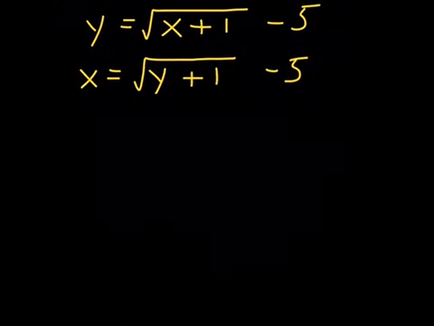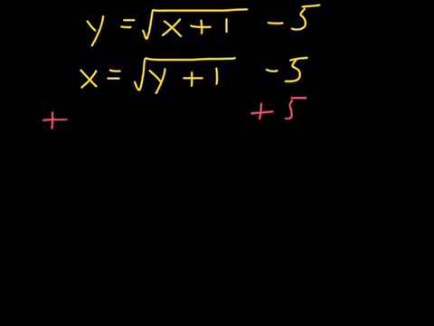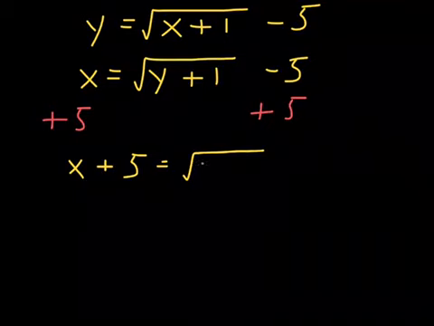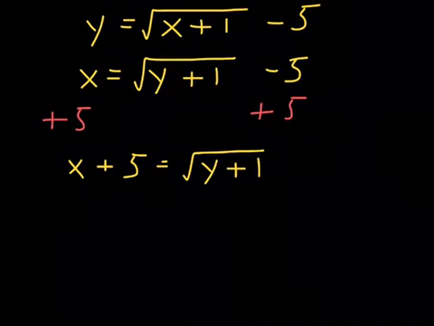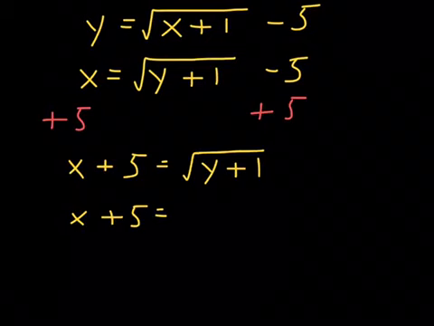When we solve for y, the next thing you may want to consider doing is adding 5 to both sides. After adding 5 to both sides, then you have x plus 5 is equal to the square root of y plus 1. To continue solving for y, or isolating y, the next thing you might want to do is get rid of that square root. Do you know what you would do to both sides to get rid of that square root?